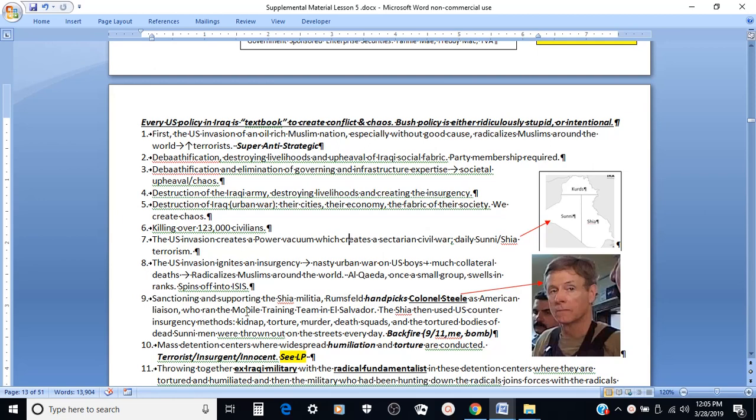So then what we did is we sanctioned and supported the Shia militia, right? Rumsfeld handpicks Colonel Steele as American liaison, who ran the mobile training team in El Salvador. The Shia militia then starts using U.S. counterinsurgency methods: kidnap, torture, murder, death squads. And the tortured bodies of dead Sunni men were being thrown out into the streets on a daily basis. Their bodies were filled with drill holes, power drills. They would drill holes into these guys as a means of torture.